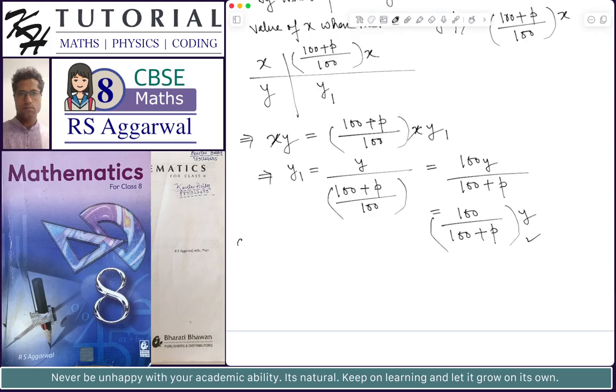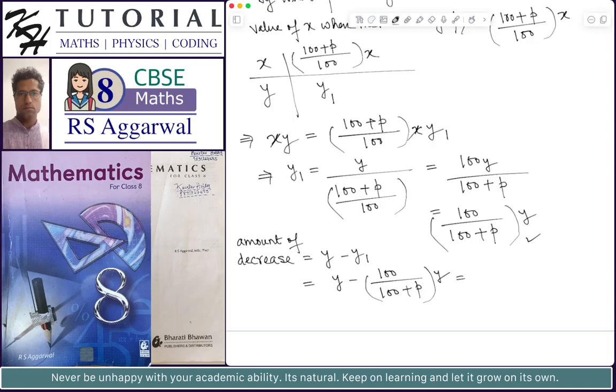So the amount of decrease will be equal to y minus y1. Definitely y1 will be less than y, and by how much is y1 less than y? It is y minus y1. So this is equal to y minus y1 is 100 by 100 plus p multiplied by y.